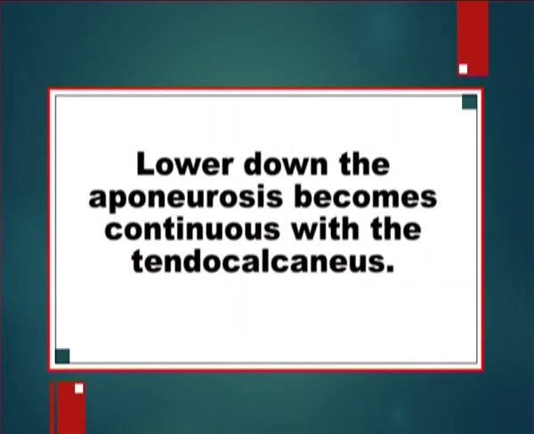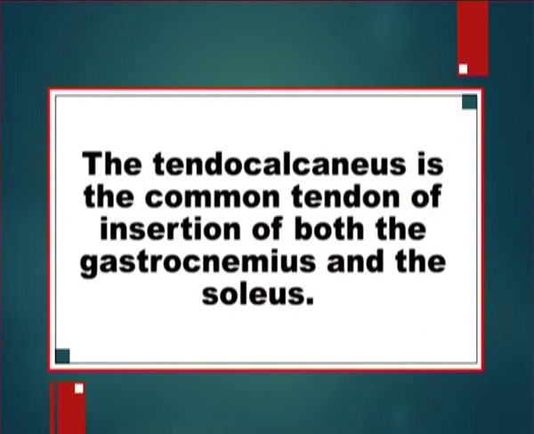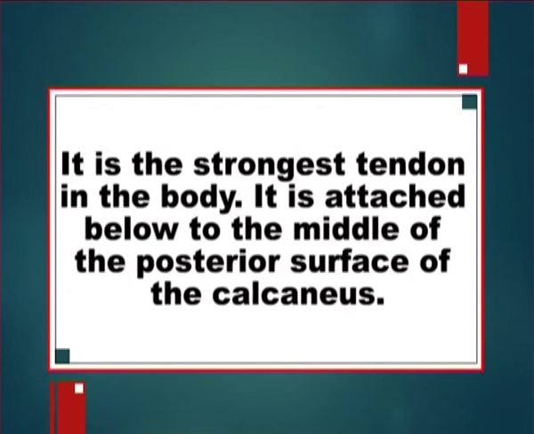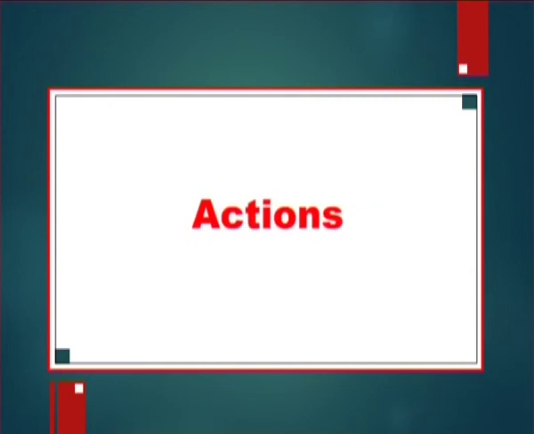Lower down, the aponeurosis becomes continuous with the tendocalcaneus. The tendocalcaneus is the common tendon of insertion of both the gastrocnemius and the soleus. It is the strongest tendon in the body. It is attached below to the middle of the posterior surface of the calcaneus.